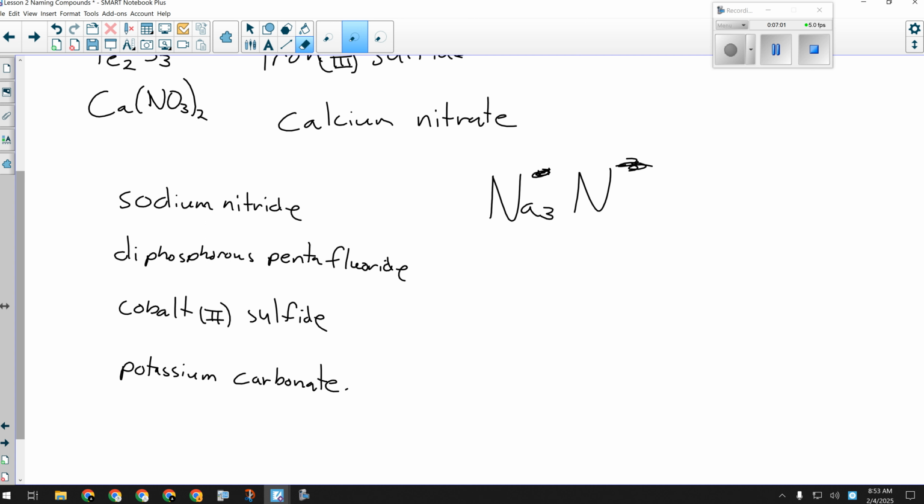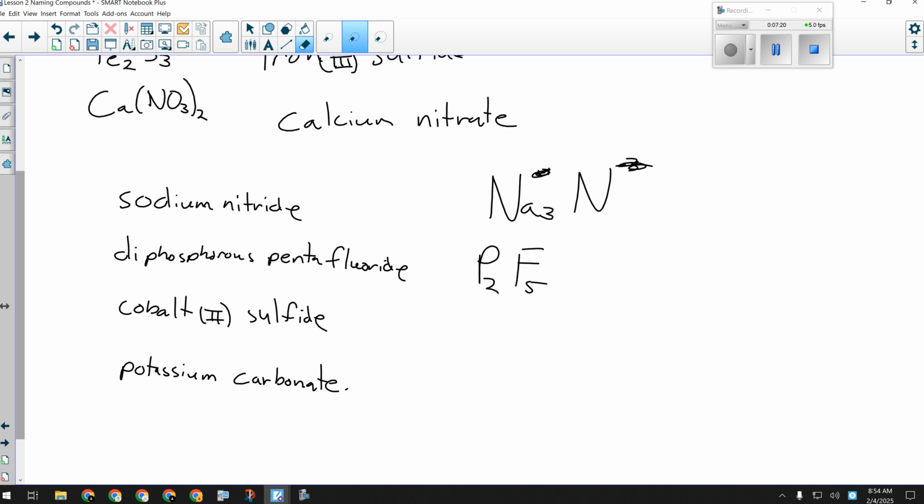All right, molecular ones are easy because the prefixes just tell us what number to write. Okay, so phosphorus, the symbol for phosphorus is P, di means 2. Okay, fluoride is F, penta means 5, P2F5.